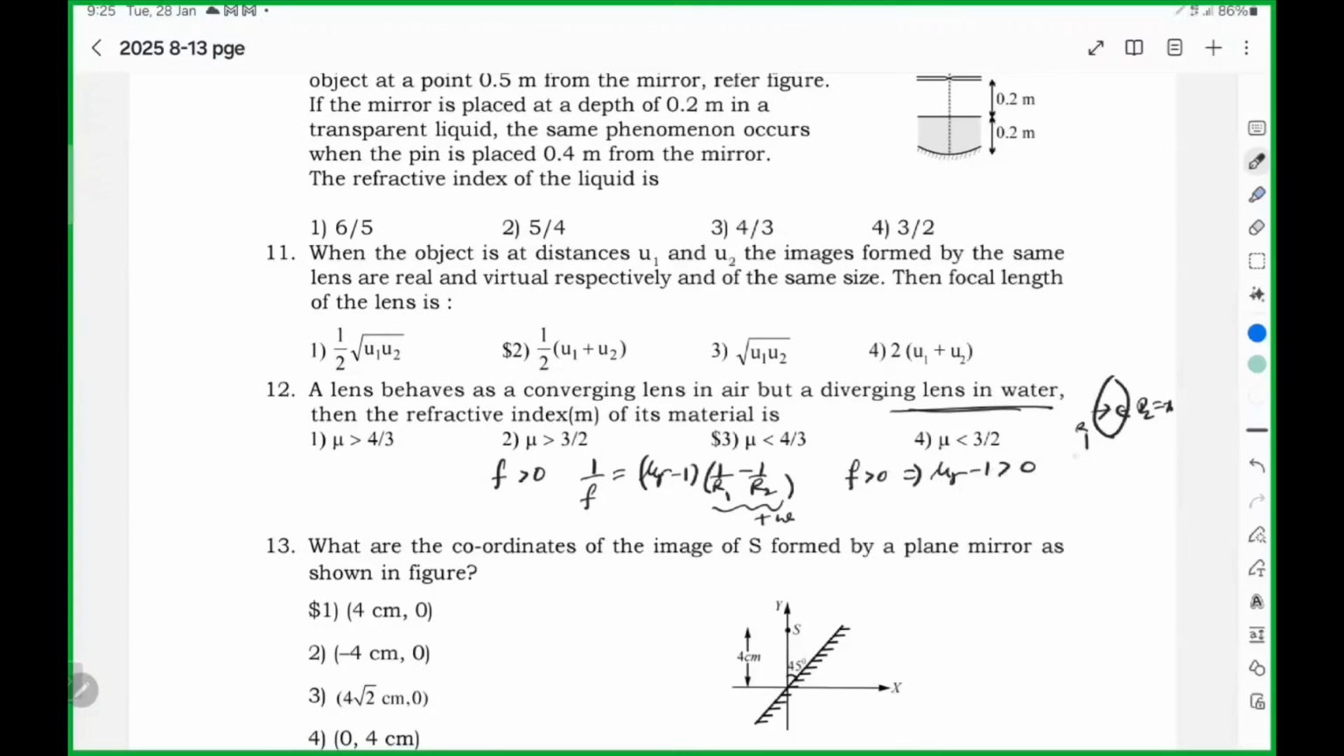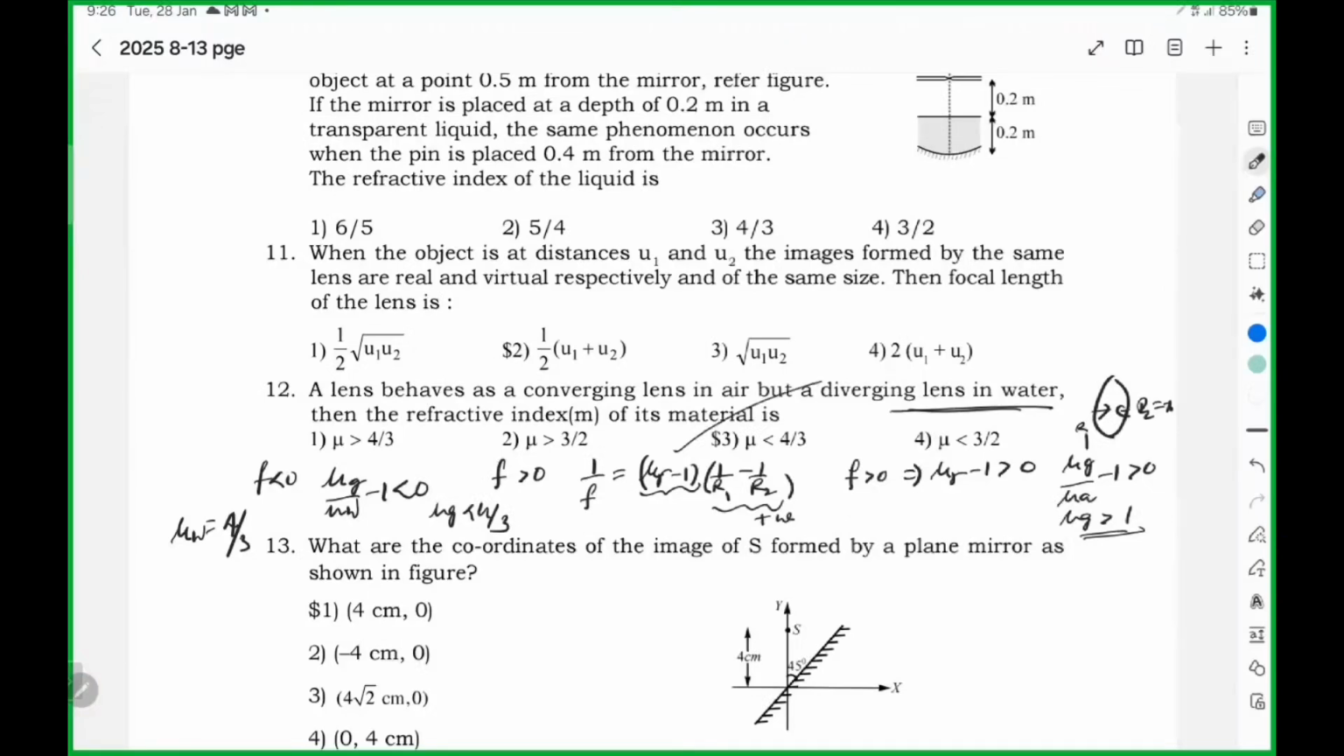Mu_r we can write as mu glass by mu medium minus 1. When it is in water, that means in place of mu_r, mu glass by mu water minus 1. The refractive index of water we know is 4 by 3. So mu g is less than 4 by 3. So this will be the answer.